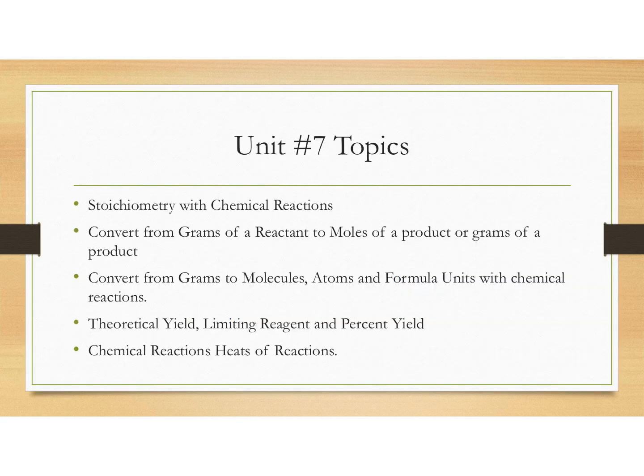So some things we're going to go over in this particular unit is we're going to do stoichiometrics with chemical reactions. We're going to convert from grams of a reactant to moles of a product or grams of a product. We're going to convert from grams to molecules, atoms, or formula units with a chemical reaction. And we're going to talk about the theoretical yield, limiting reagent, and percent yield, and how you can come up with calculating those. The last thing we're going to discuss is we're just going to briefly dive into a little bit about chemical reactions and heats of chemical reactions. We're just going to touch on this just a bit.